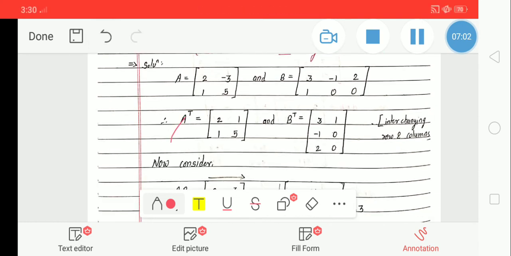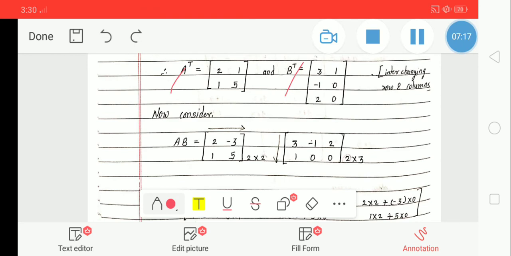So A transpose and B transpose, we know how to write them: first row, first column, second row, second column, by interchanging row and column. Now consider A dot B, which means we take a cross product.